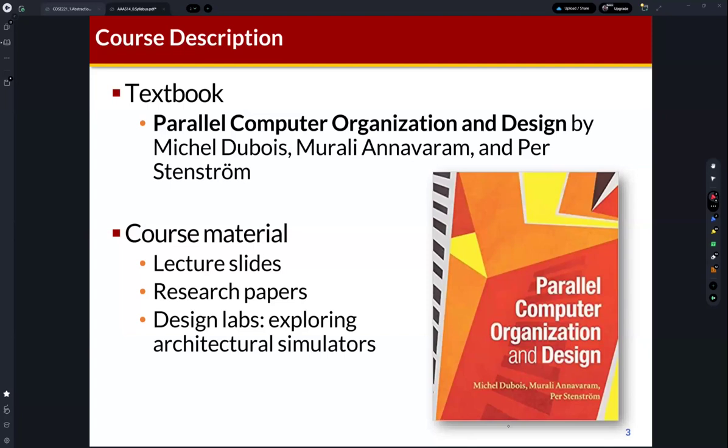So I will provide several design labs. So it's just the labs. Okay. And in these labs, we will explore how to use architectural simulators. Okay.